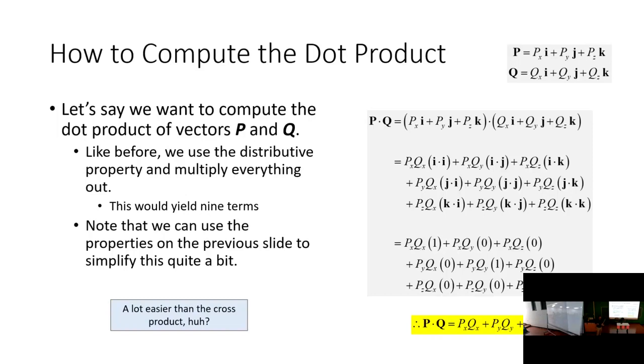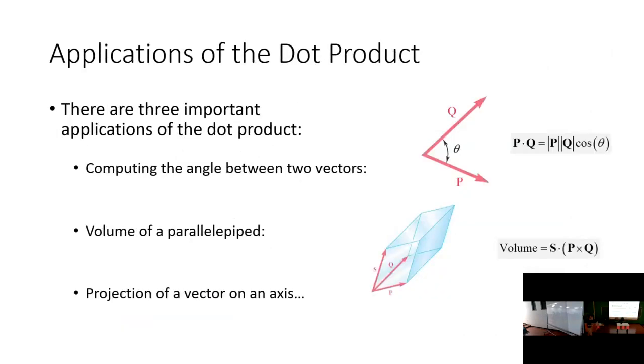I'm good? Okay, so what are the applications of the dot product? Okay, so like why? Again, it's like, who cares? Like, it's great. You can dot two vectors. Why would we care? Okay.